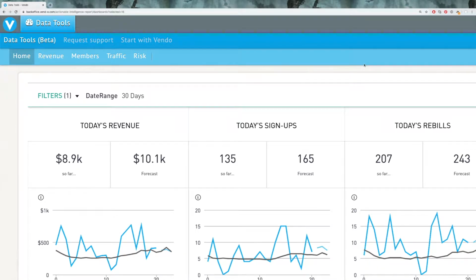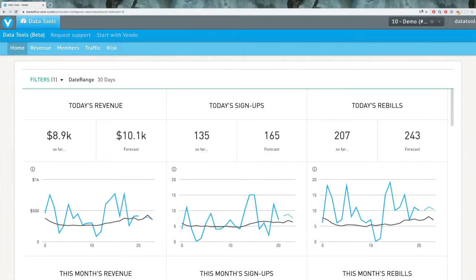Now you can finally see, with almost no effort, in fact, none, you just load Vendo Data Tools, you can see a full forecast for what really matters to you in your business. So what you're looking at here in this screencast is your homepage, the first thing that you see when you open up Vendo Data Tools.